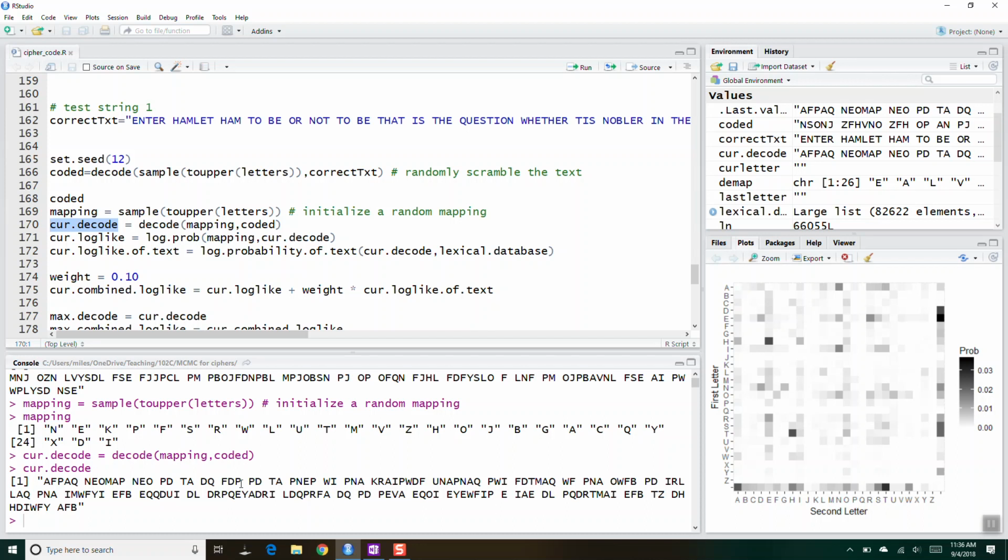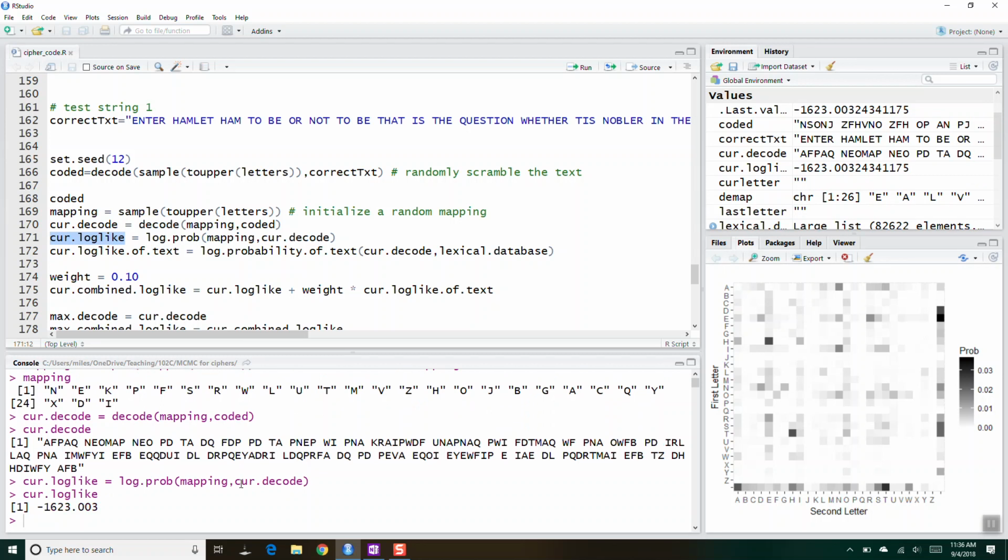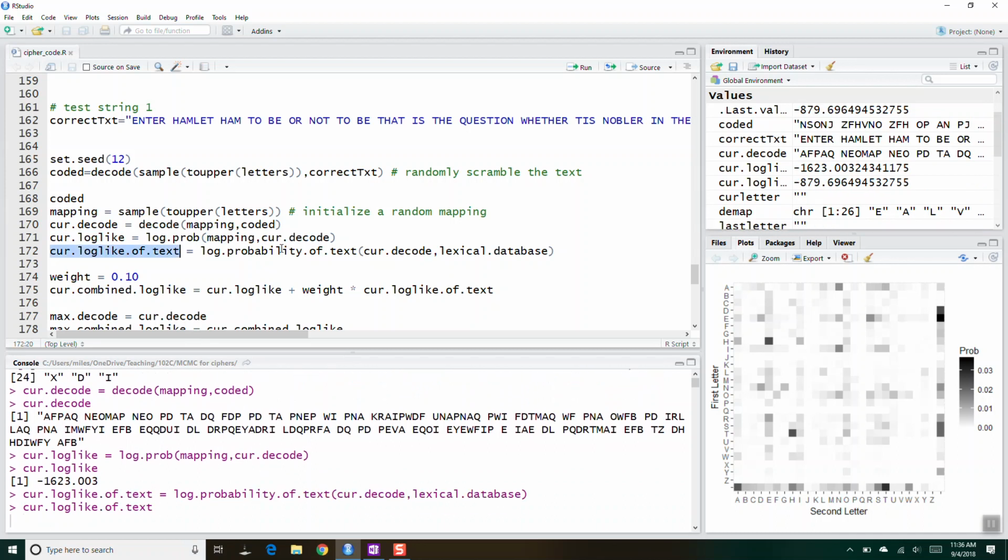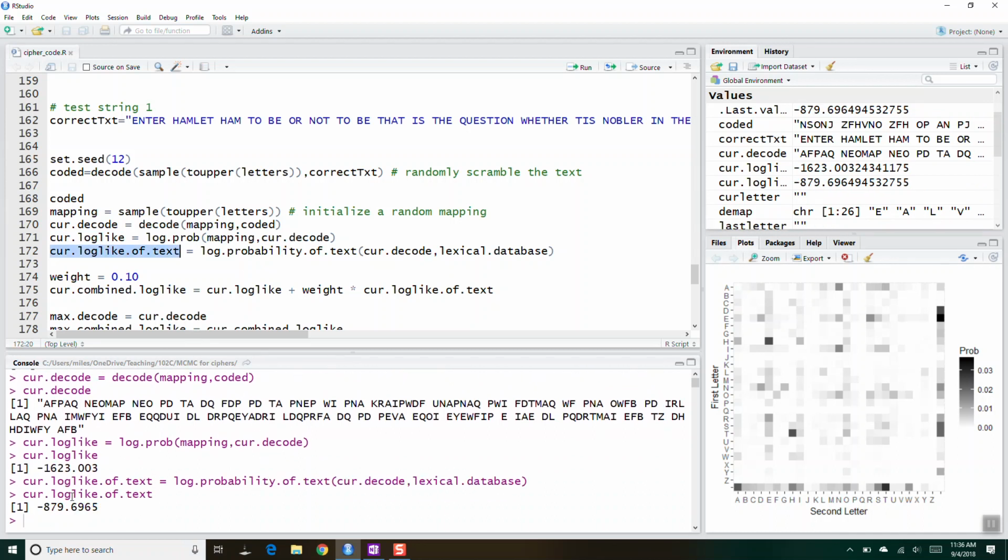Now we have "afpak neo map neo pid tad," okay? And we're going to start off with this as a decode, and we say, well, that doesn't seem quite right. Can we find something better? We find the log probability based on our two-letter transitions, and we get this number. And then we check whether any of these are real words, and we get a very negative number.